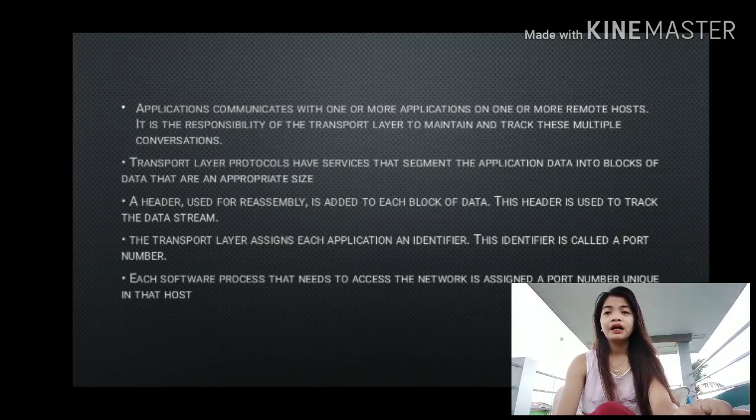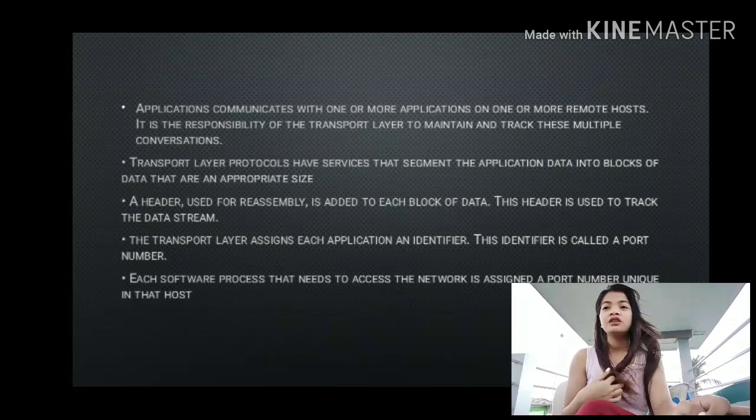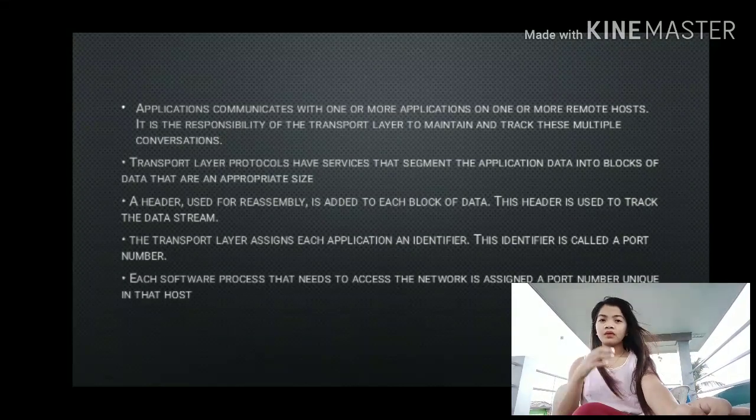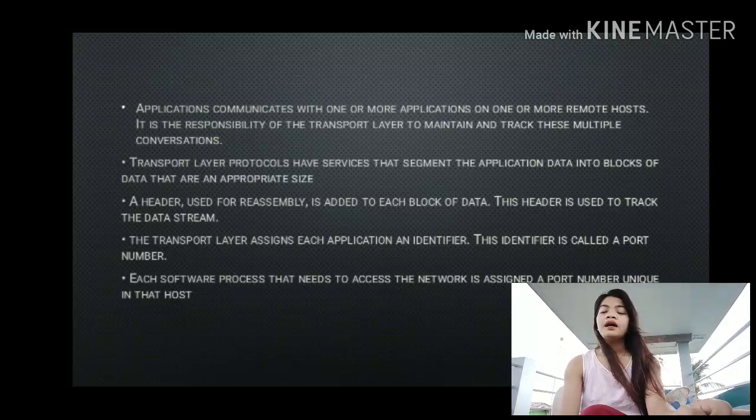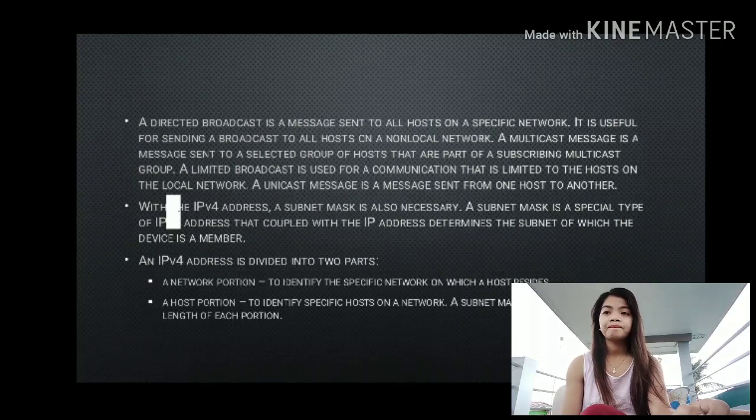With the IPv4 address, a subnet mask is also necessary. A subnet mask is a special type of IPv4 address that, coupled with the IP address, determines the subnet of which the device is a member. An IPv4 address is divided into two parts, a network portion and a host portion. The network portion identifies a specific network on which a host resides. The host portion identifies the specific host on a network.